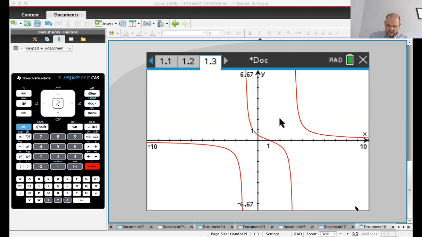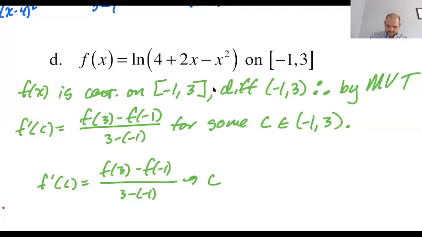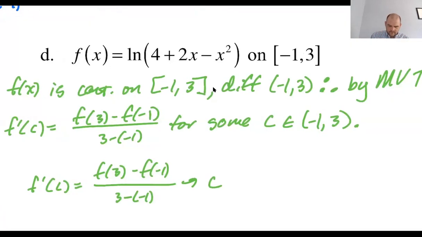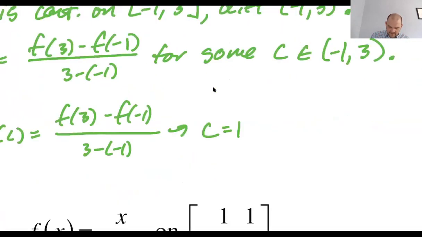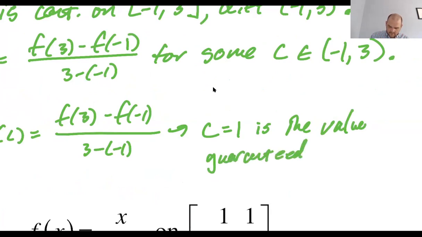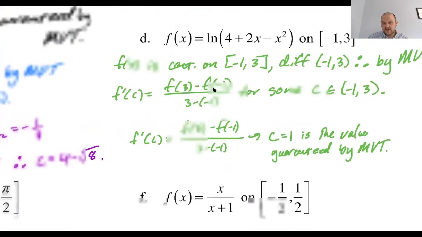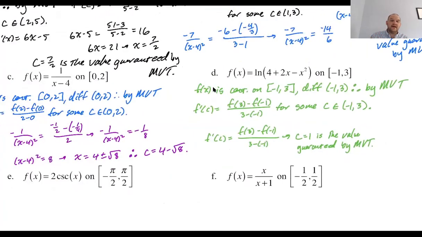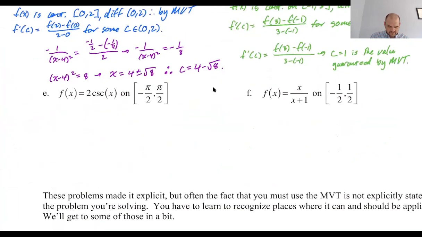So we're going to say that c is equal to 1, which is what it asked for. So I'll say it is the value guaranteed by MVT. So sometimes there's more than one value, sometimes there's only one value, but if something is guaranteed, it will happen. All right, let's look at this one.